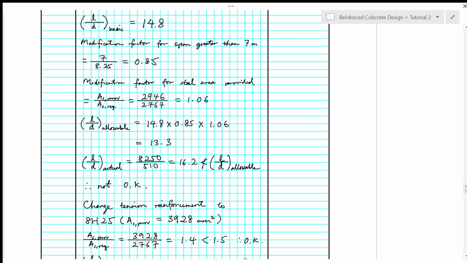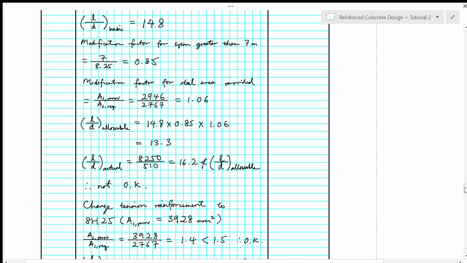If we look at the modification factor for steel area provided, it's only 1.06 from the calculation, so we can still increase the modification factor for steel area by increasing the steel area provided. But this factor cannot be more than 1.5, so take note of that. So now we can change tension reinforcement to 8H25. So for 8H25, the area provided is 3928 square millimeters.